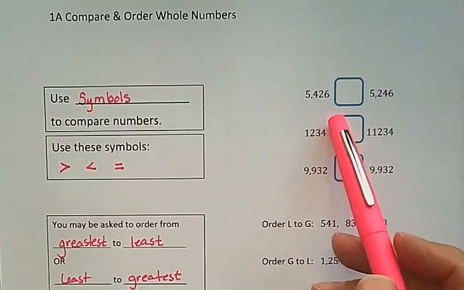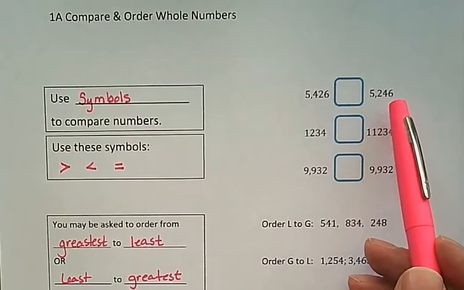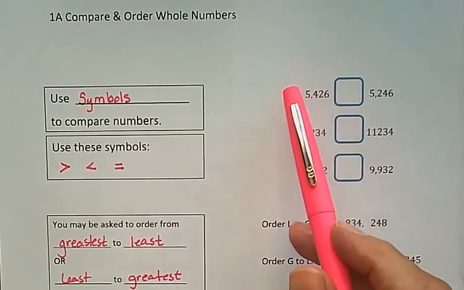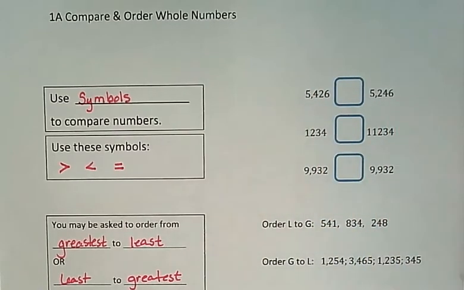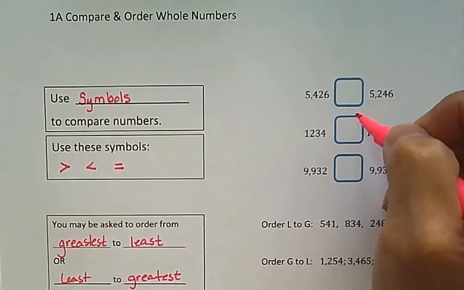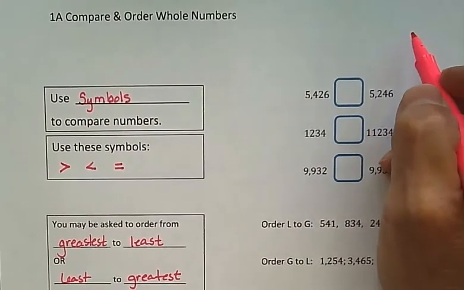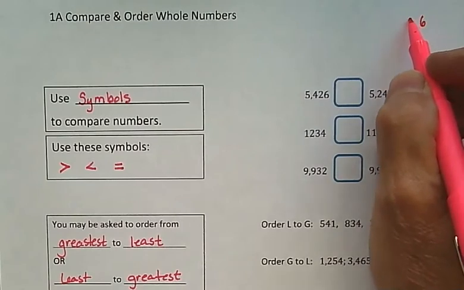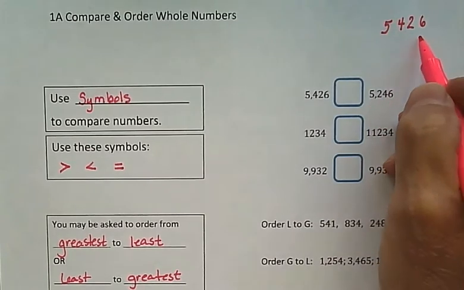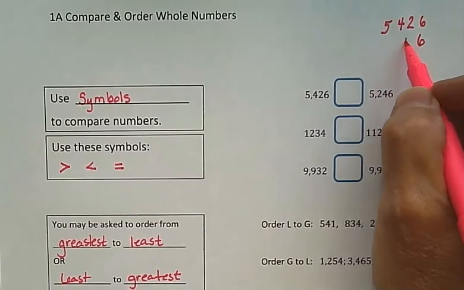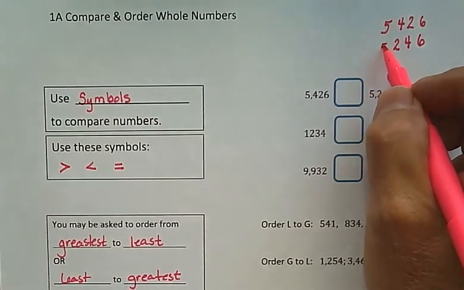Our first set of numbers here are 5,426 and 5,246. I know that some of you will look right away at this and say, well, 5,426 is larger than 5,246. But if it wasn't evident to us right away, what we could do is line the numbers up, starting with the ones place and lining them up digit for digit. So let's go ahead and do that. There's our 5,426. Now I'm going to take my next number, ones place under the ones place, tens place under the tens place, hundreds place under the hundreds place, thousands place under the thousands place.